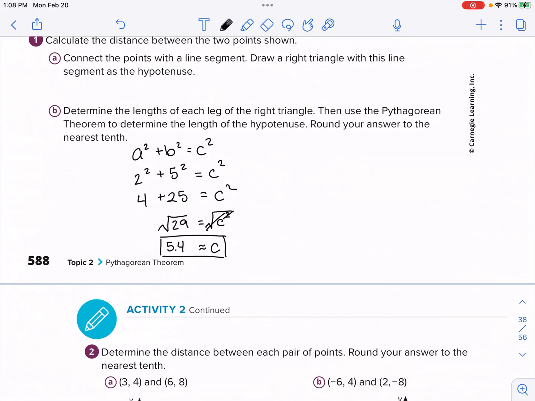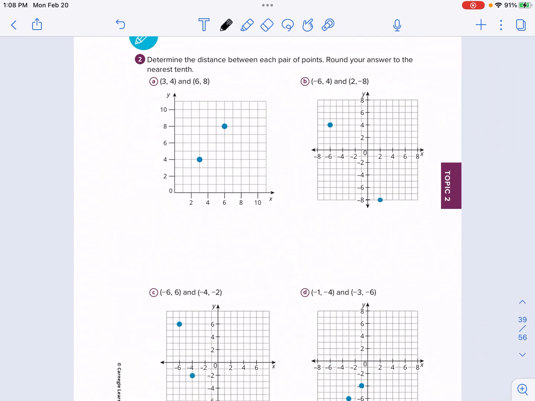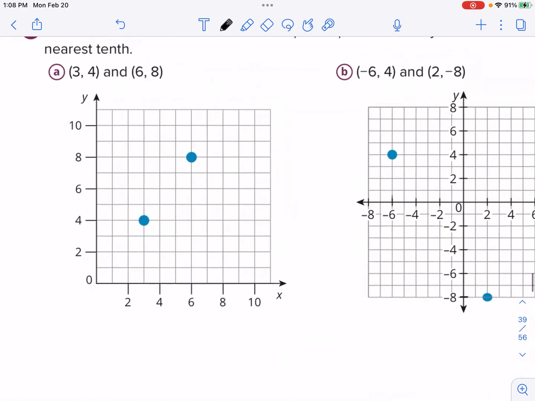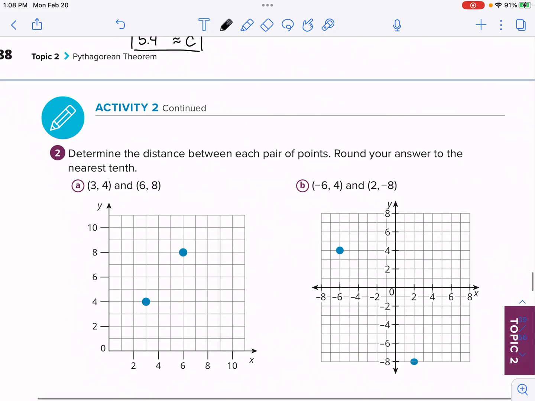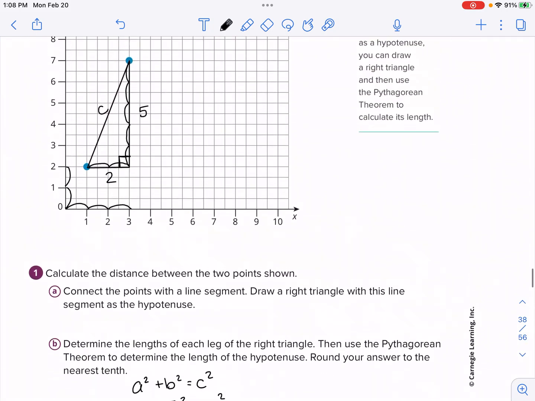Okay, and pretty much the other part that I wanted to focus on is the next page, on 589, where we're just going through a series of problems. We have to just be careful with our axes and how many units we're going by. But let's go to start on number 2. So same thing, determine the distance between each points. Oh, sorry, I should have mentioned here. So our answer is 5.4.